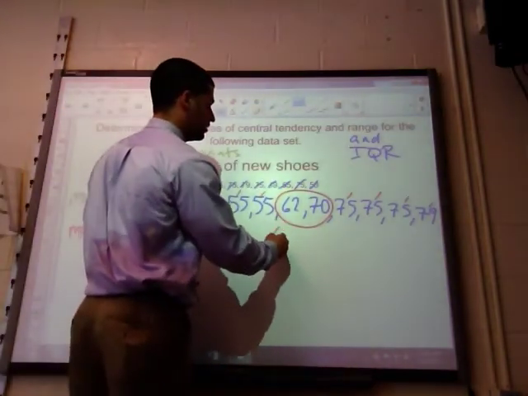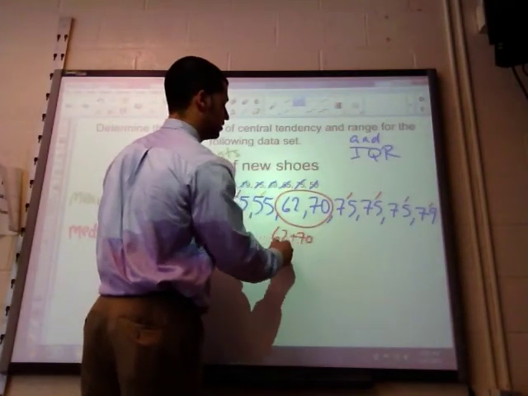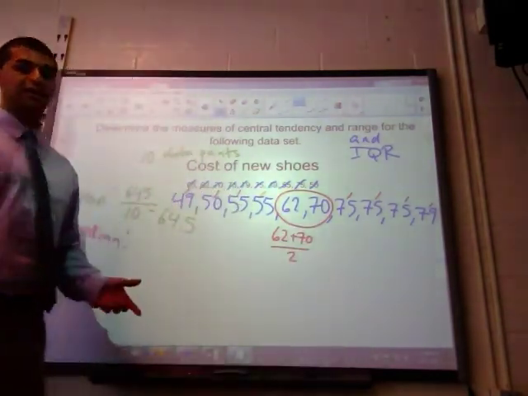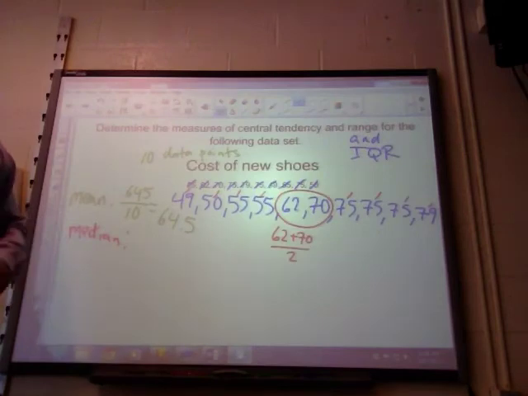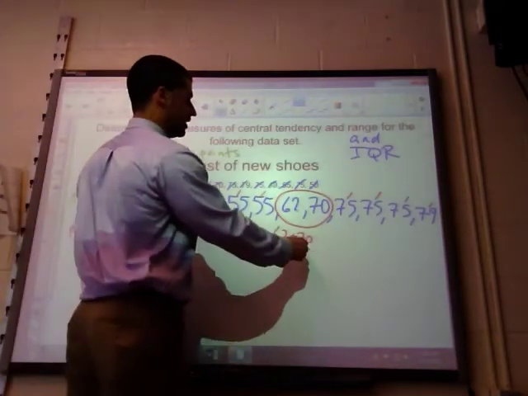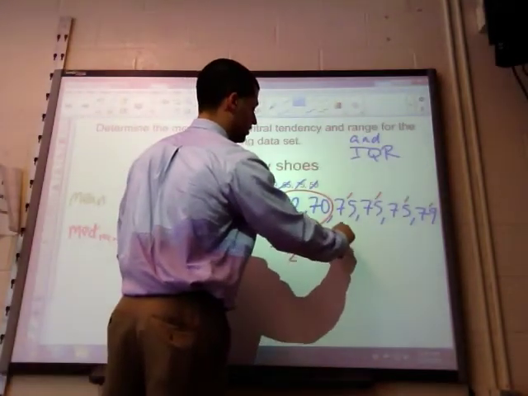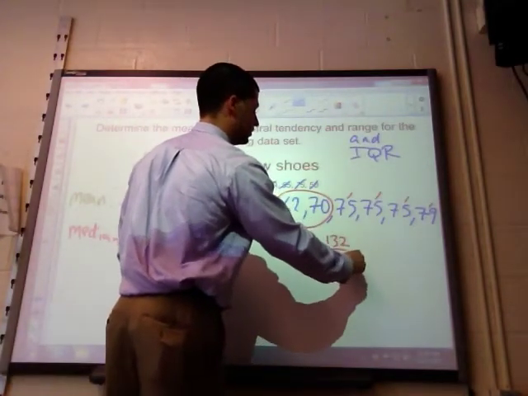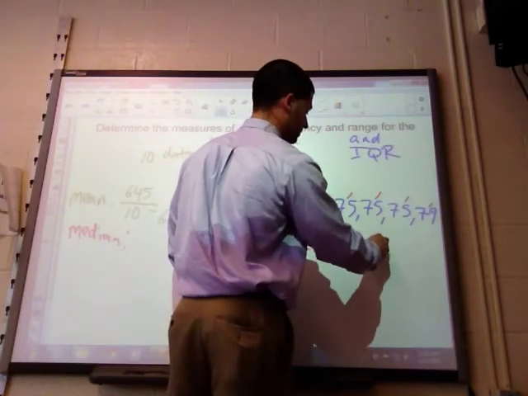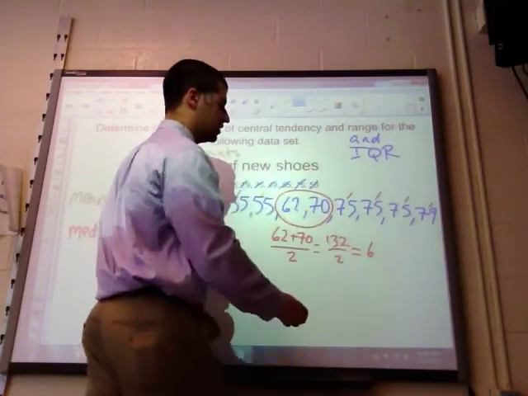And we do that by adding 62 and 70 divided by 2. Because, again, it's the average. You add the two numbers and divide by how many there are. There's two numbers, so we divide by 2 and we add those two numbers up. So that's 132 over 2. And our median is 66.